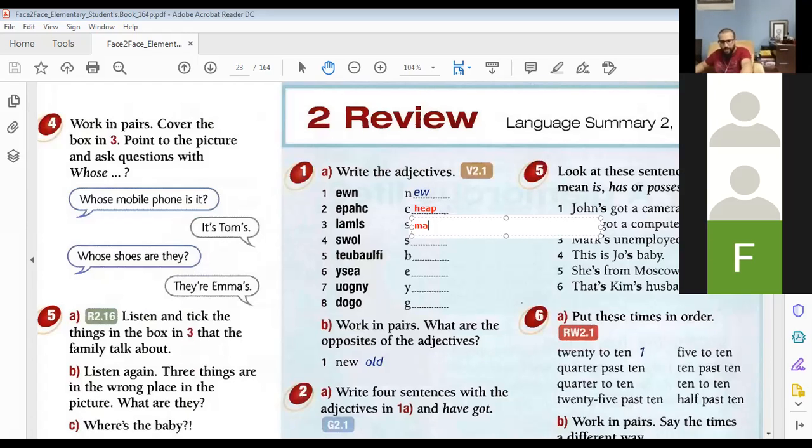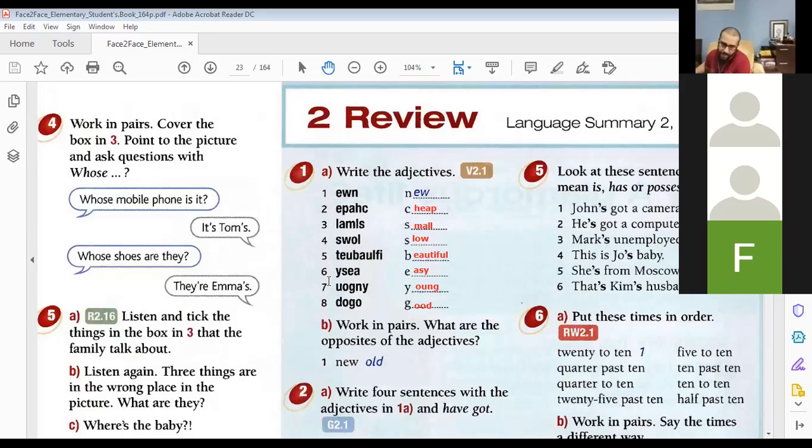Small. Okay. And slow. Beautiful. Correct. Easy. Young. Good. Good. Correct. Okay, now let's think of opposites of these adjectives.